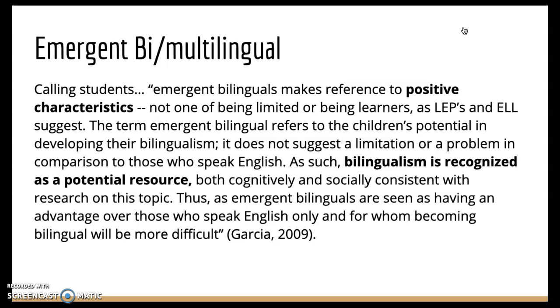Therefore, emergent bilinguals are seen as having an advantage over those who speak English only and for whom becoming bilingual will be more difficult. This isn't something we always see in the classroom. We assume a student who does not speak full English will have a harder time. So we need to change our outlook and see emergent bilinguals as bringing benefits to the classroom with their previous knowledge.